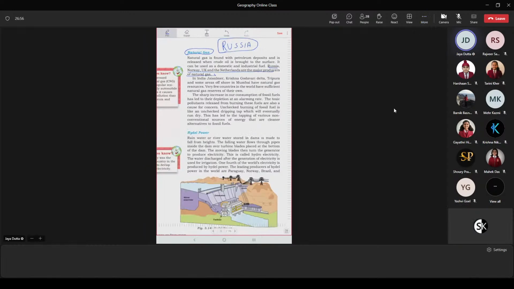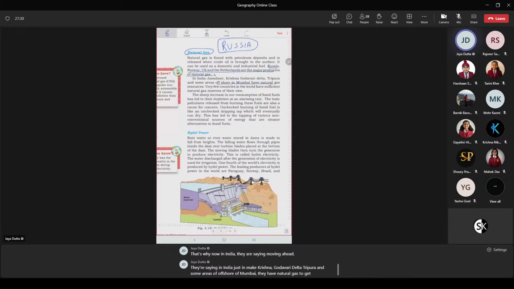So you see Russia is there in natural gas also, it's there in petroleum also. And if you see other minerals, you will find that Russia is a major producer in all the other minerals. And why? Because of its larger size, and most of the area of Russia is frozen. Now in India, moving ahead, they are saying that in Jaisalmer, Krishna Godavari Delta, Tripura, and some areas offshore of Mumbai, they have natural gas.